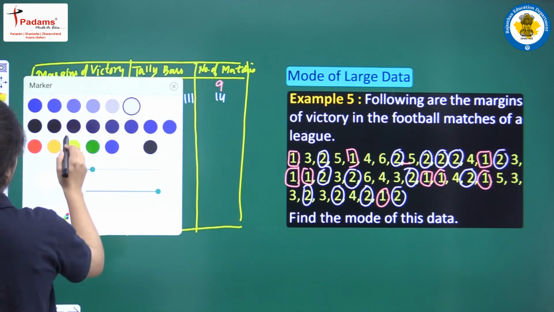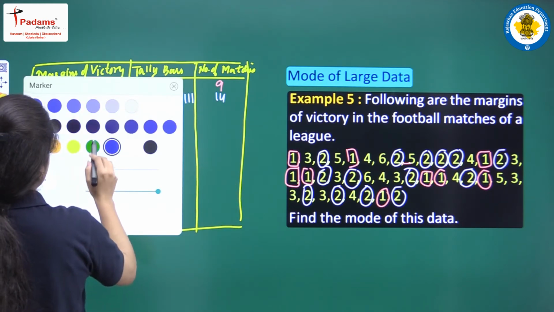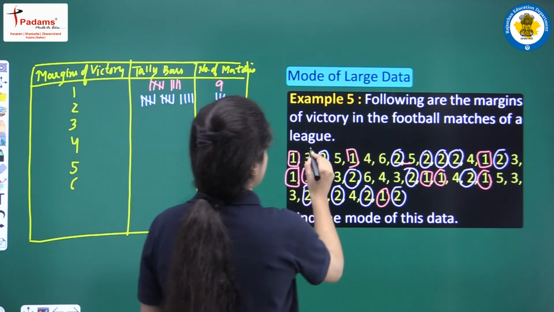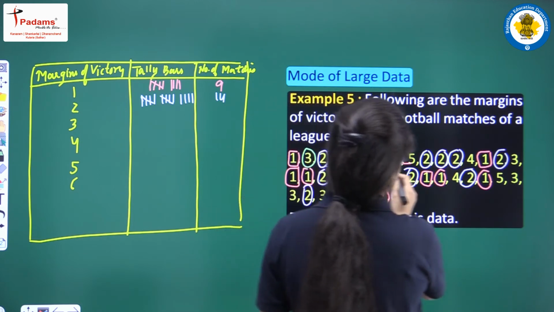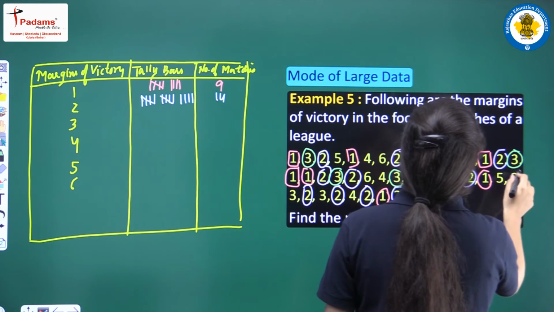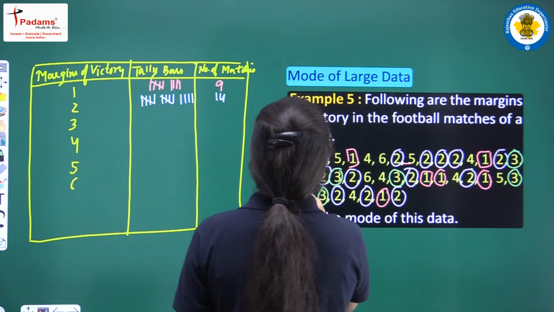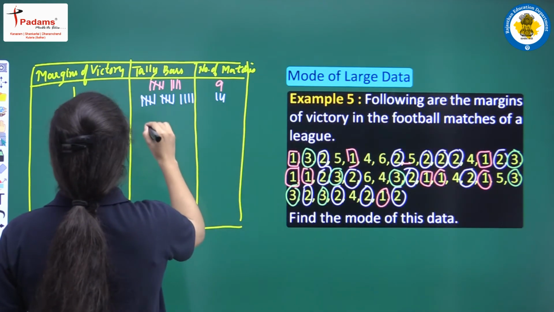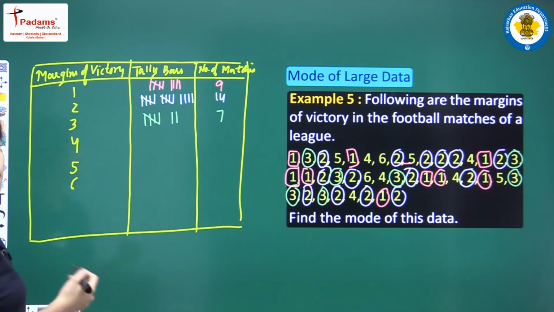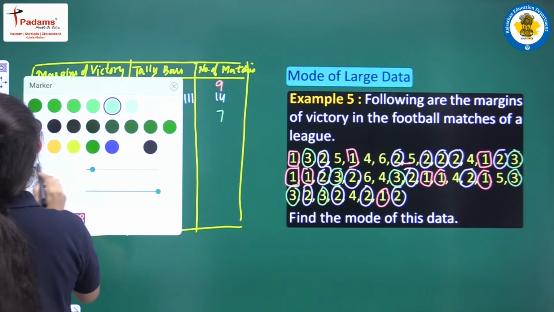Now students will be talking about 3, okay. 1, 2, 3, 4, 5, 6, 7, okay. So 3 is coming 7 times, okay students. 3 is coming 7 times, alright.